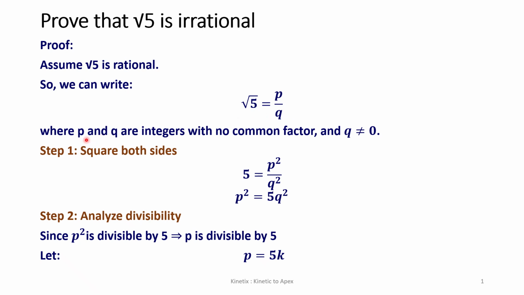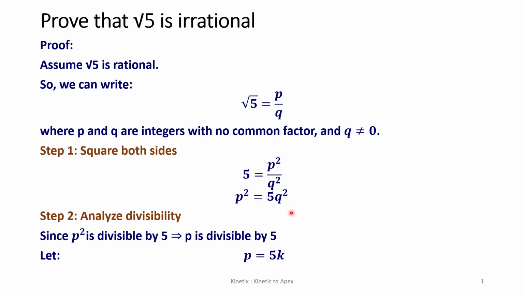Here, both P and Q are integers with no common factor, and Q is not equal to 0. If Q is equal to 0, then this will be infinite. So here P and Q both have no common factor and Q is not equal to 0. Now squaring this equation, we will get 5 is equal to P square divided by Q square. Then by cross multiplication, what we will get? P square equal to 5Q square.